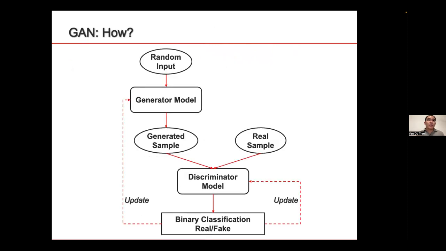So the idea is we have a random input, and a model for generating. It will generate some samples, and then we have another model. Both models here are neural networks. This model will generate some samples, and this model will discriminate them. I mean, it will classify whether the sample is real or fake, the real one or the generated one. After several rounds of updating, it will be able to distinguish the real ones and the fake ones.